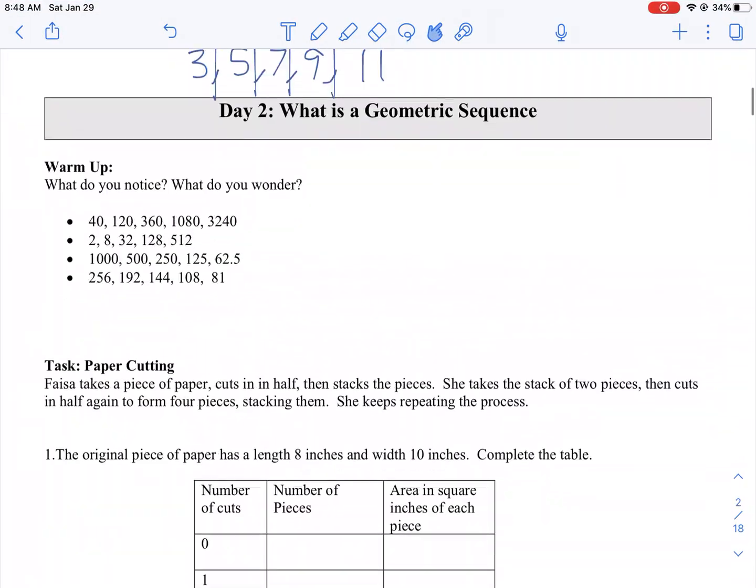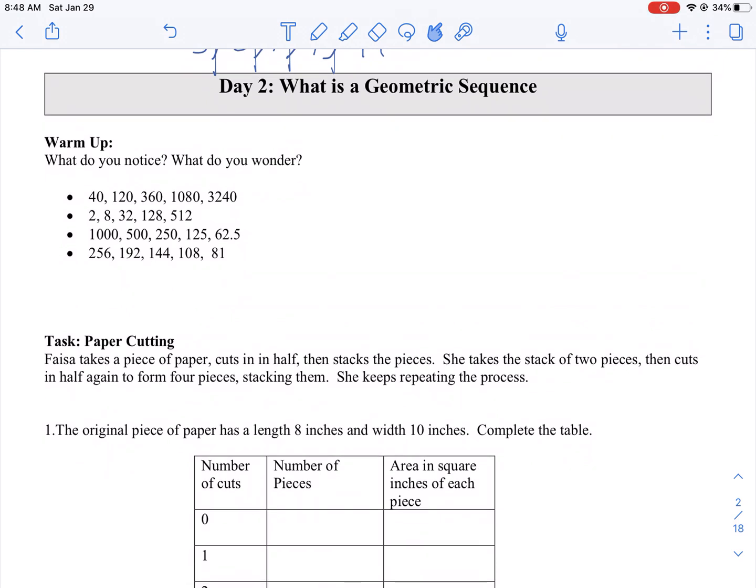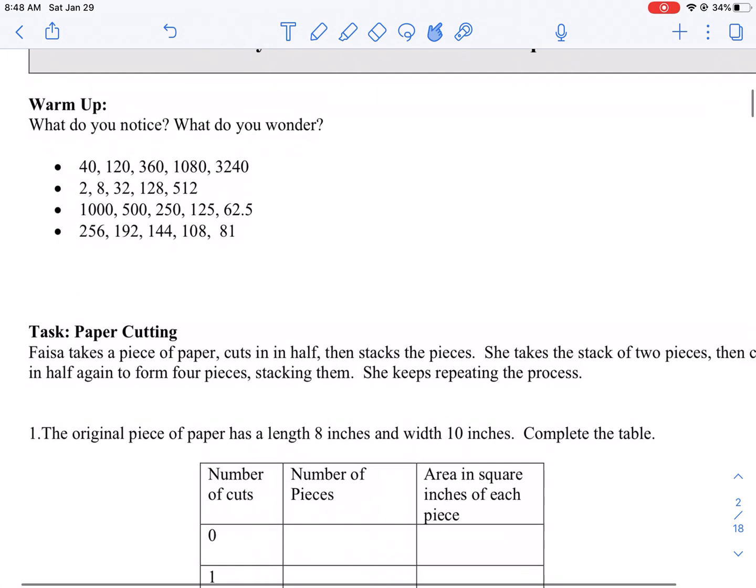So our second day today, we're going to take a look at what is a geometric sequence. So let's take a look at this warm-up, and I want you to jot down all the things you notice and wonder about this.